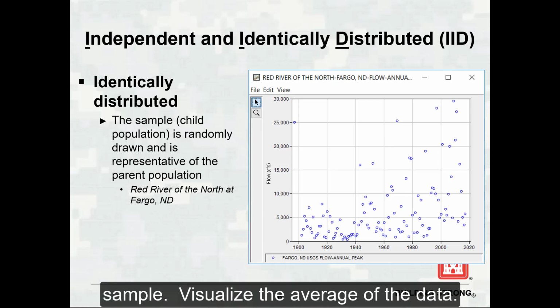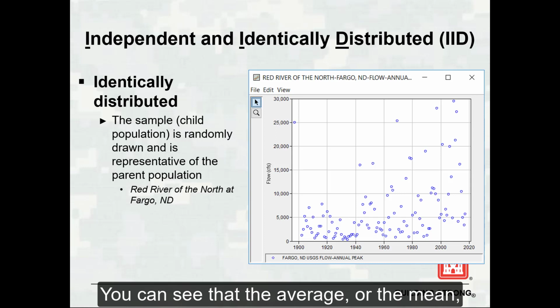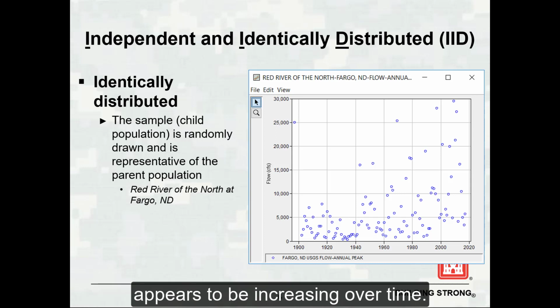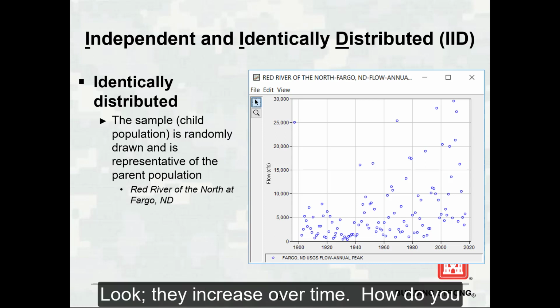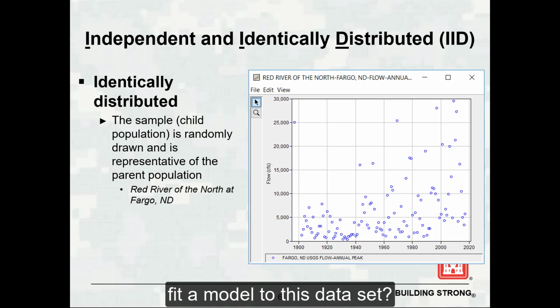Visualize the average of the data. You can see that the average, or the mean, appears to be increasing over time. Also, look at the variability. The highs and lows increase over time. How do you fit a model to this data set? That's a very difficult question to answer adequately.